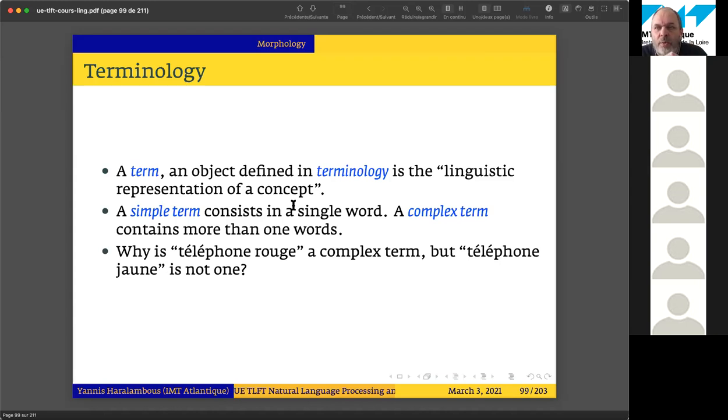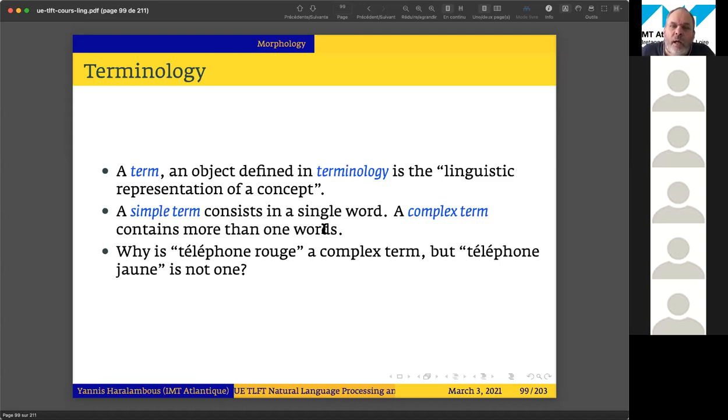You can also take pièce jaune. Une pièce verte is just a piece that is green. So a piece can be many things. It can be a room, it can be a work of music, it can be a coin, and it happens to be green. If I say pièce jaune, because this term has been used in the media for decades, I know that it's about coins that are collected for a given reason, for humanitarian reasons and so on. Same thing with gilet jaune and so on. So these are complex terms.